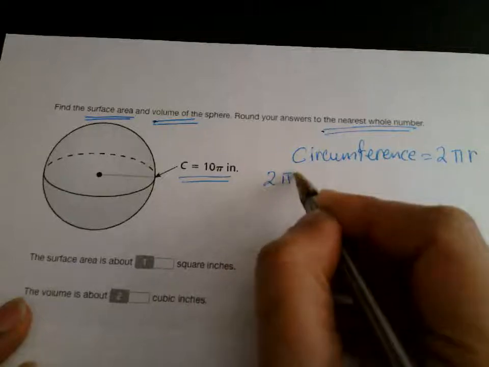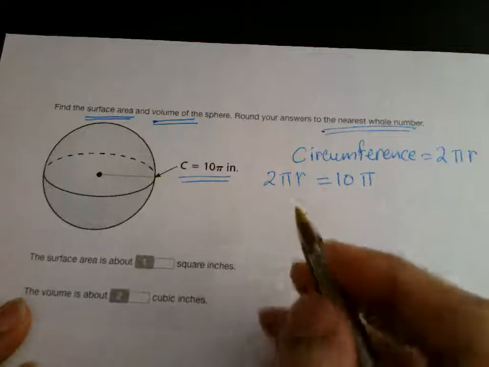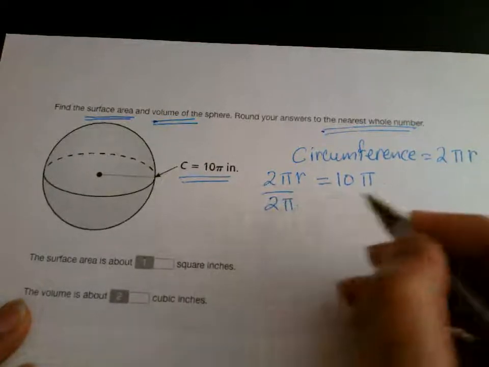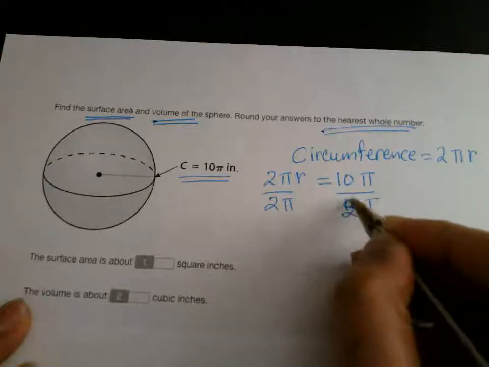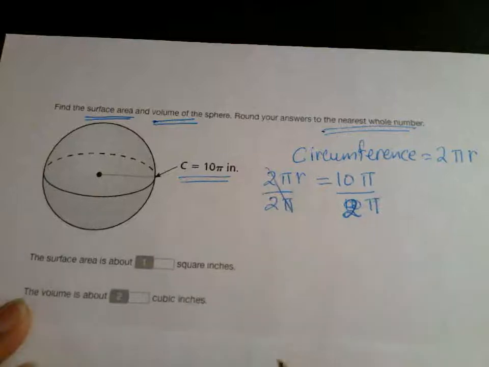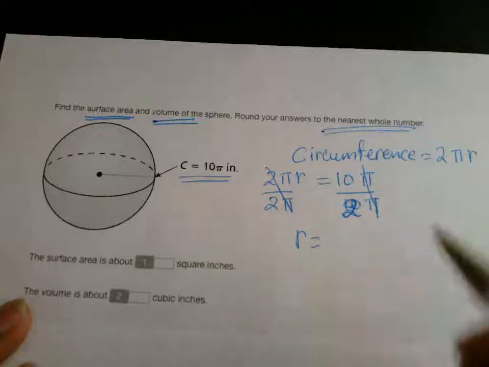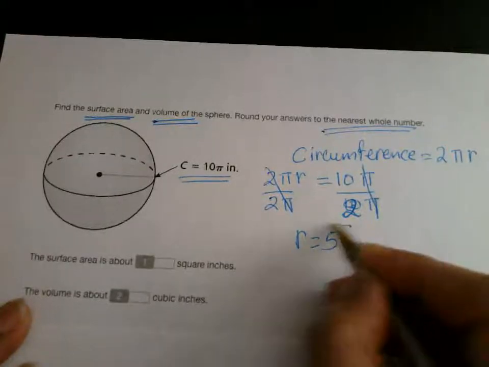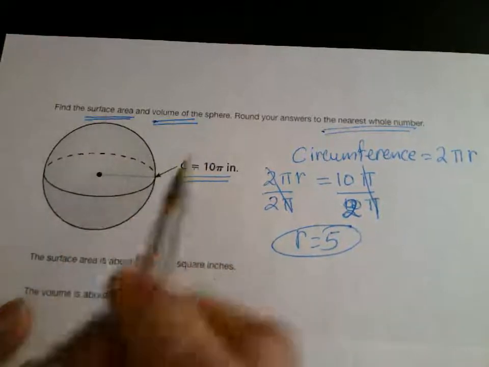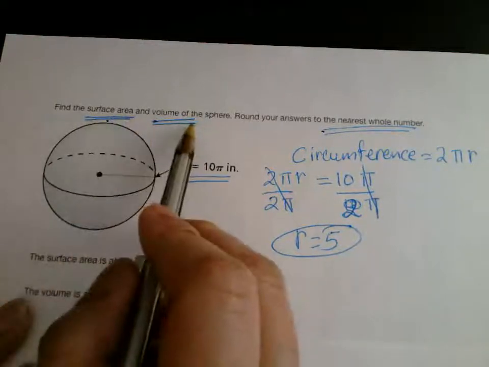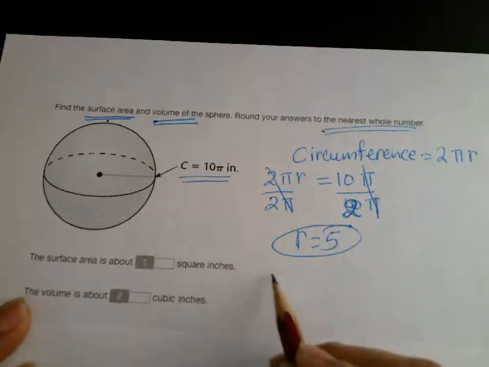So 2 pi r is equal to 10 pi, and I need to isolate r. So divide by 2 pi on both sides. This will cancel out. 10 divided by 2 is 5, and pi will cross off. So radius is 5. Now I have a radius. Can I apply radius to find out surface area and volume? Okay, let's try.